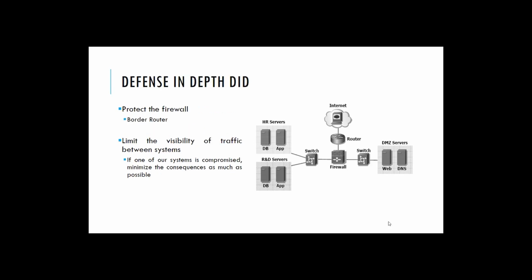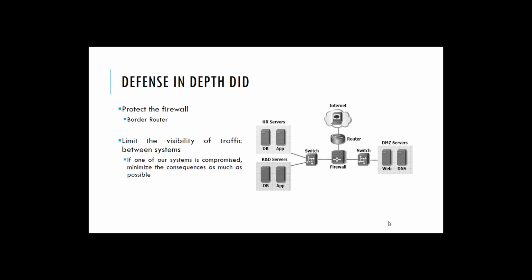We should here know a concept that is called defense in depth. Defense in depth means that you do not put all your eggs in one basket. You do not reduce all your protecting devices into one device, a firewall for example. No, you should protect the firewall itself by placing a border router with an access control list. This access control list protects the firewall from the traffic coming from the internet.